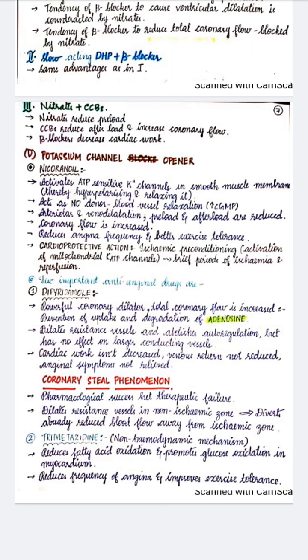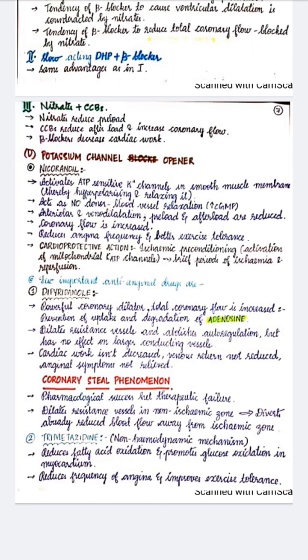Venodilation is there. Preload and afterload are also reduced. The coronary flow is increased. It reduces the frequency of angina and improves exercise tolerance. There is a cardioprotective action, that is, there is ischemic preconditioning, that is activation of the mitochondrial ATP sensitive potassium channels. This results in brief period of ischemia followed by reperfusion.